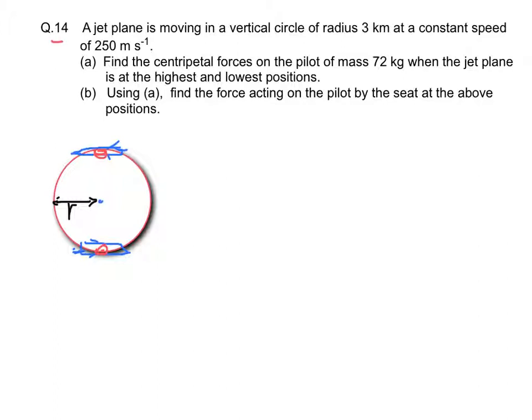Question number 14. A jet plane is moving in a vertical circle of radius 3 km at a constant speed of 250 meters per second. Part A. Find the centrifugal force Fc acting on the pilot of mass 72 kg when the jet plane is at the highest and lowest position.